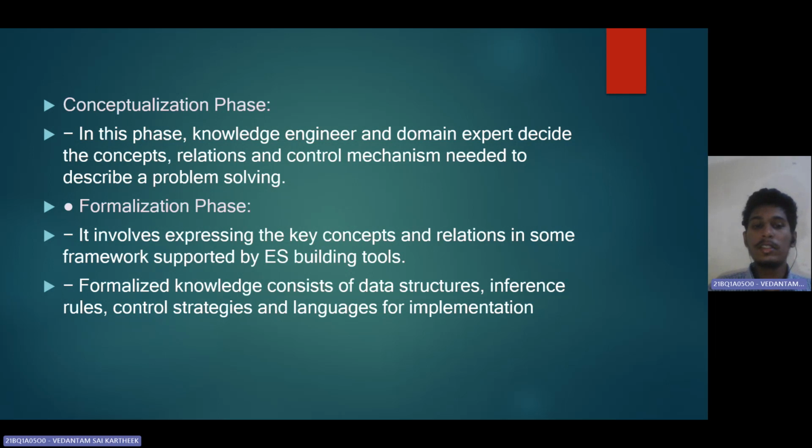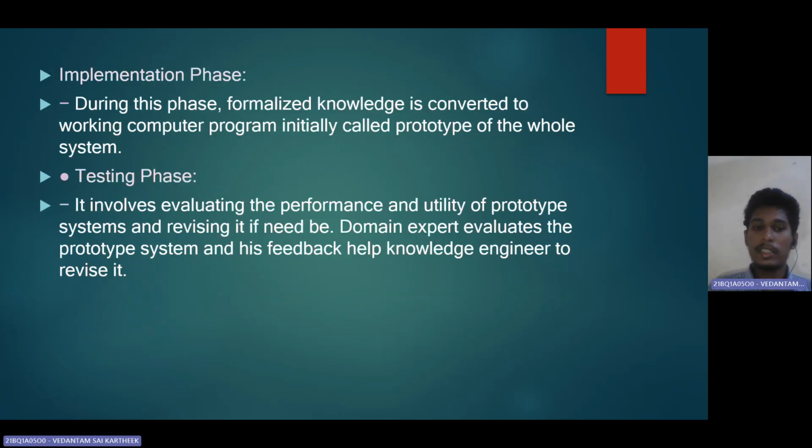The formalized knowledge consists of data structures, inference rules, control strategies, and what kind of language is used for implementing this kind of knowledge. These are decided in the formalization phase. In brief, the formalization phase consists of the key concepts and relations, and also the data structures, inference rules, control strategies, and languages for the implementation. The next stage is the implementation phase.